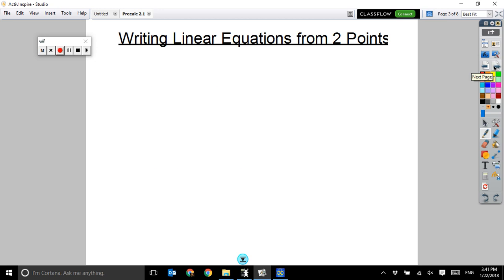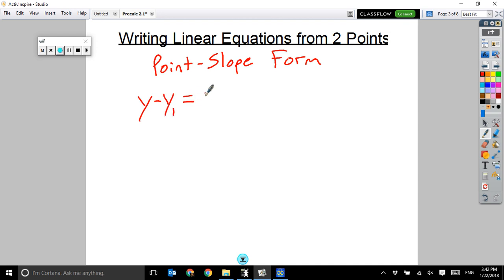We're going to start off with writing linear equations from 2 points. And we're specifically going to use point slope form. Point slope form is y minus y1 equals m x minus x1. That is point slope form. We're going to need to use that on our first problem.